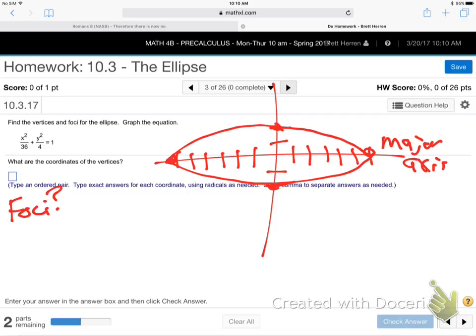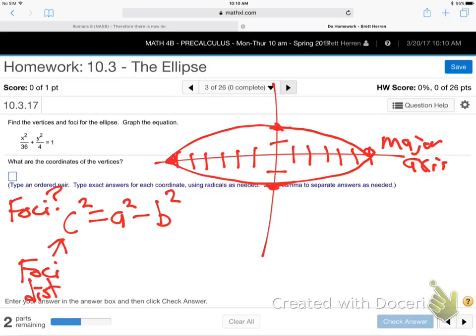The formula for the foci is c squared is a squared minus b squared. It's almost like the Pythagorean theorem, right? But with a minus. And the c is the foci location, distance. It's the distance from the center to the foci. So c is the foci distance.